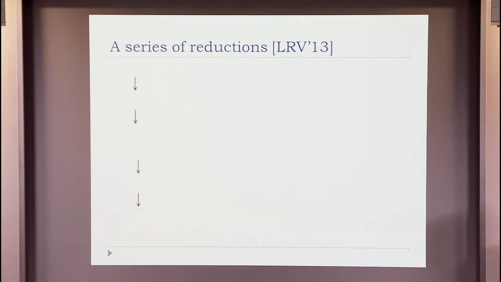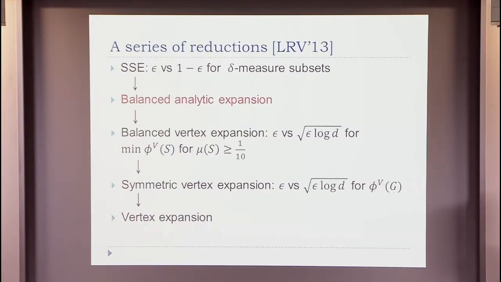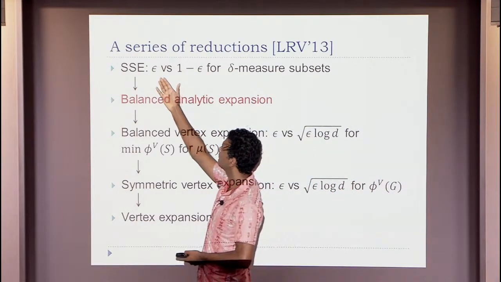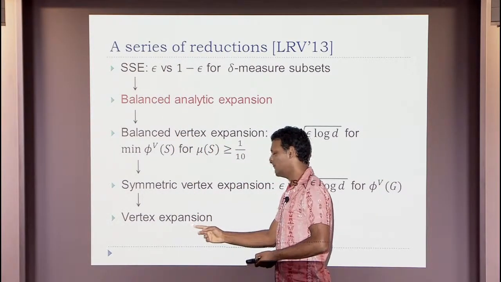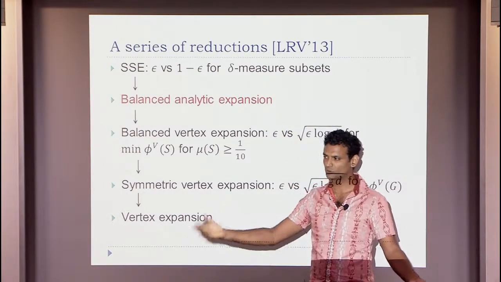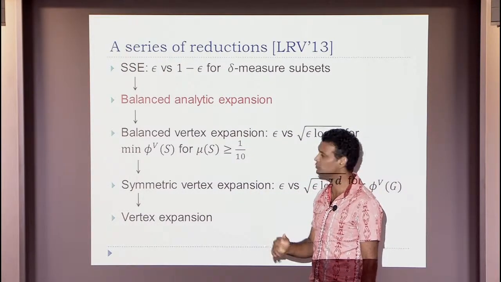Okay, so how does this work? This is sort of a path that has been laid out over the past decade for several problems, and I will sketch some of them and show you some of the new parts of this in the remaining 10 minutes. So you start with an instance where you want to solve this expansion problem. We're going to show that if you can distinguish vertex expansion epsilon from square root of epsilon log d, then you can solve the SSE problem. Okay, that's the ultimate conclusion.